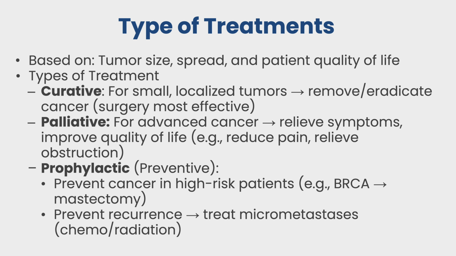Treatment goals could be curative, to cure the cancer, palliative, or prophylactic, depending on the tumor stage, spread, and the patient's condition. So basically, curative is for small localized tumors, palliative is for advanced cancer, to relieve symptoms, symptomatic treatment, and improve the quality of life. Prophylactic is preventative, to prevent cancer in high-risk patients, for example, people with the genes, or to prevent reoccurrence.